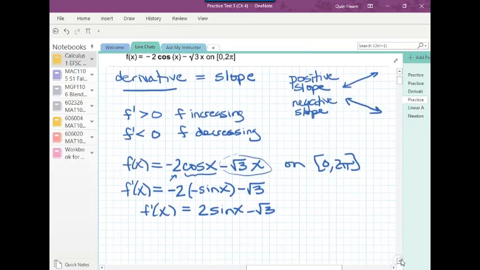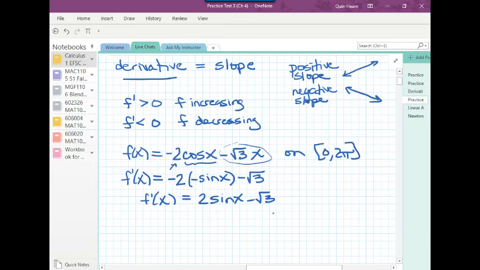Okay, so to find where the derivative is positive or negative, we're going to make a sign chart for the derivative, f prime. And it can only change from positive to negative by going through 0. So we're going to find where the first derivative equals 0 first. So 2 sine x minus the square root of 3.